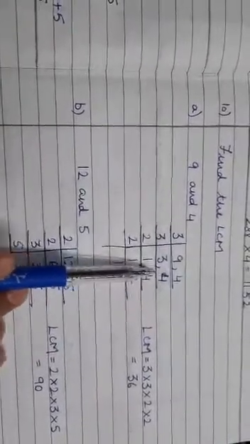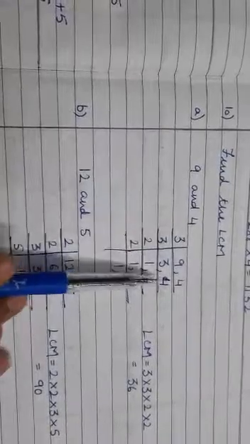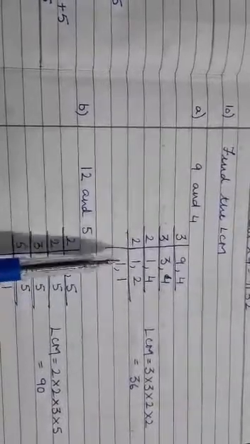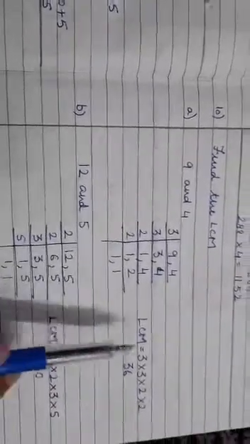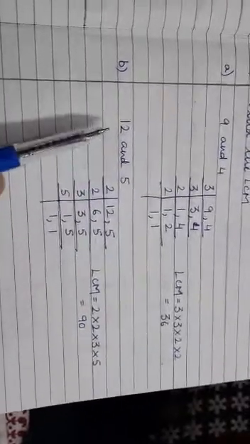3 3s are 9, 4 comes as it is. Again, we'll divide 3 by 3, 3 1s are 3, 4 comes as it is. Now we'll divide by 2. 2, 1 as it is, 2 2s are 4. Again by 2, 1 and 1. So here LCM is 3 multiply 3 multiply 2 multiply 2. So we'll get 36.